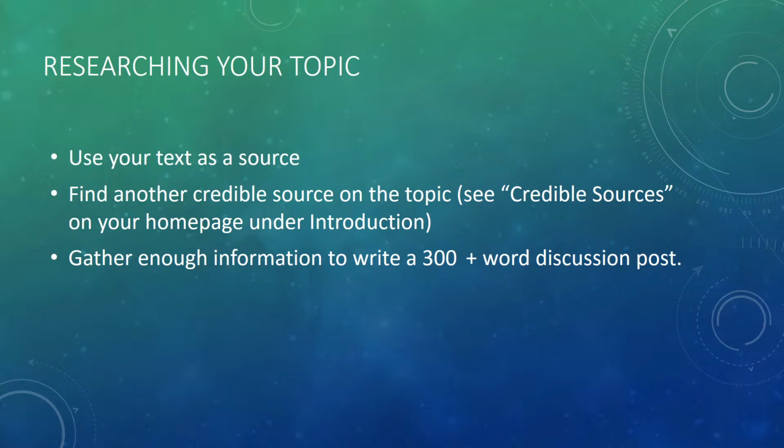So you find one more source, a credible source, and there is a credible source information sheet on your homepage, how to choose credible sources. So that should help. And then from your text and this other source, you need to gather enough information to write your post. Now this is going to be a 300-word post. That's a pretty heavy post. So you're going to need to have enough information to fill that up. After the first couple posts, you'll get an idea of what you need for that. But I would say the first time, gather more than you think you need so that you have what you need to write the post.